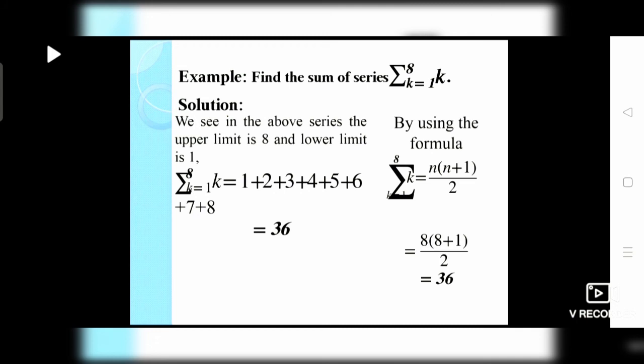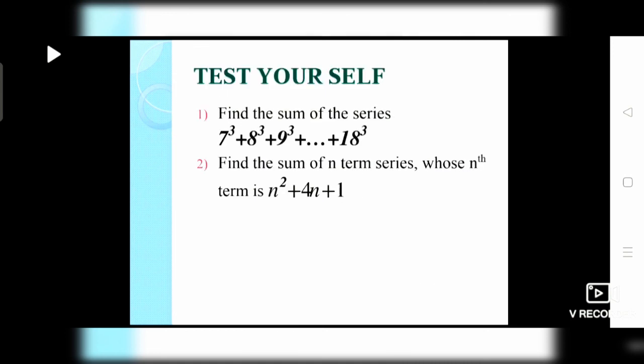If we use the formula n into n plus 1 divided by 2, we just replace n with 8, and after simplification we get the answer 36. In this example you can see that if you have a generic form of the sequence in the form of summation, you just replace the upper limit in the formula and you get the sum of the series.